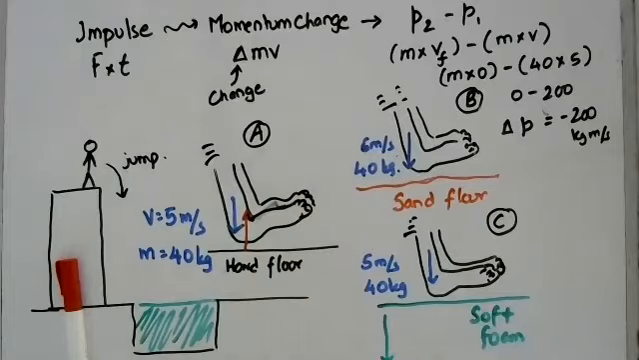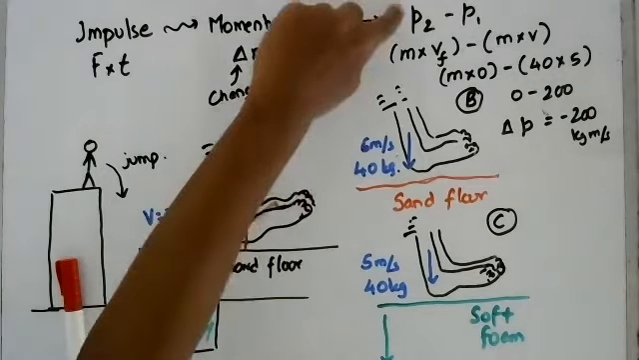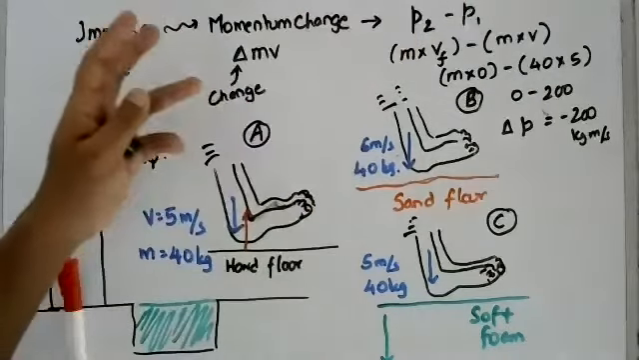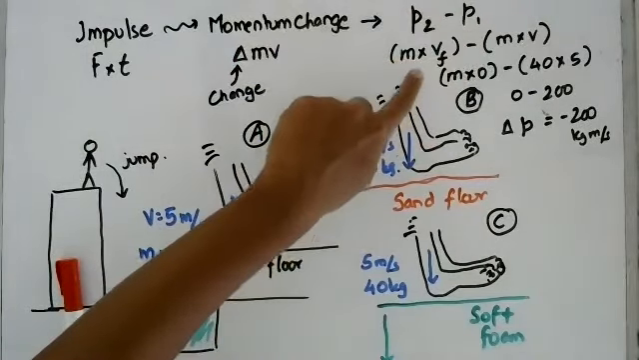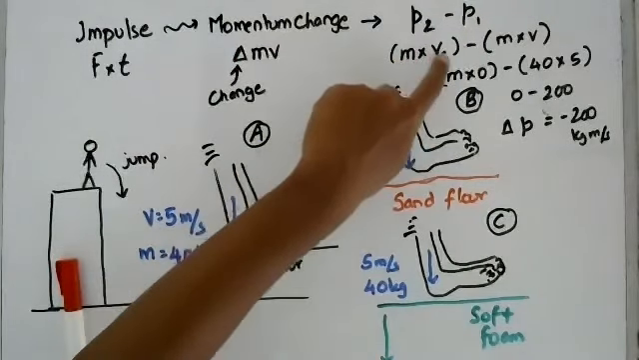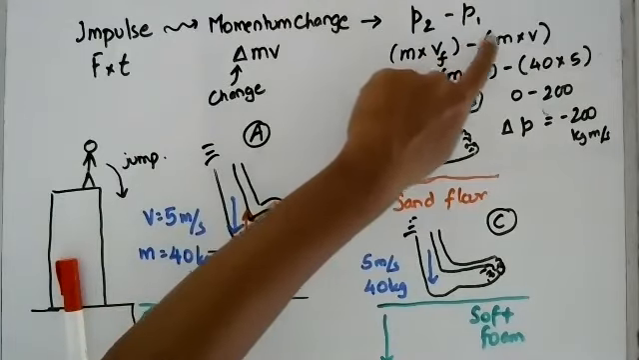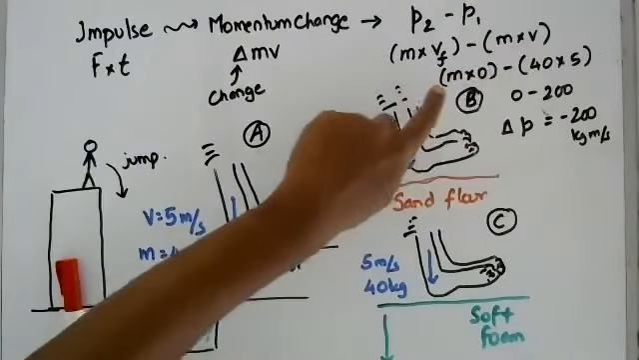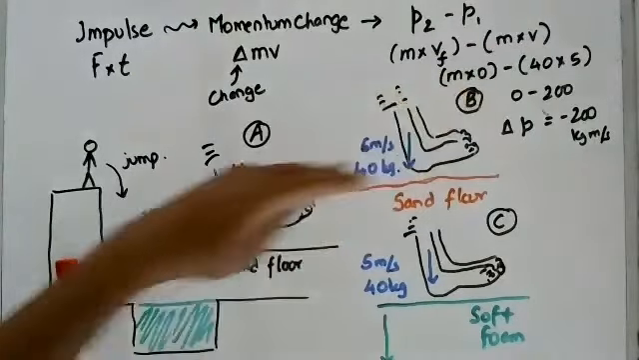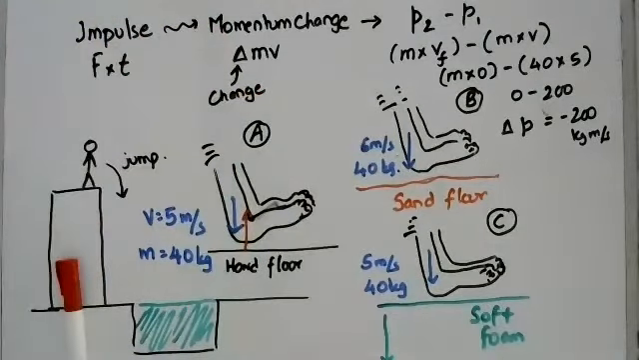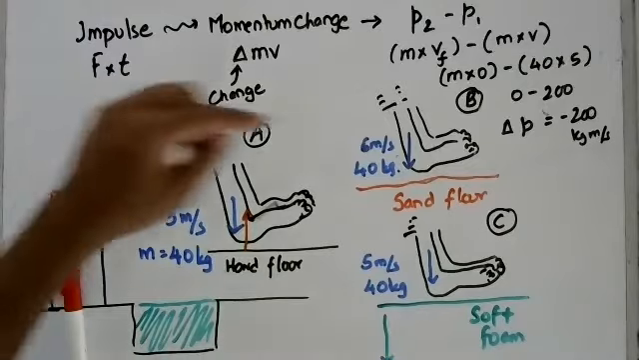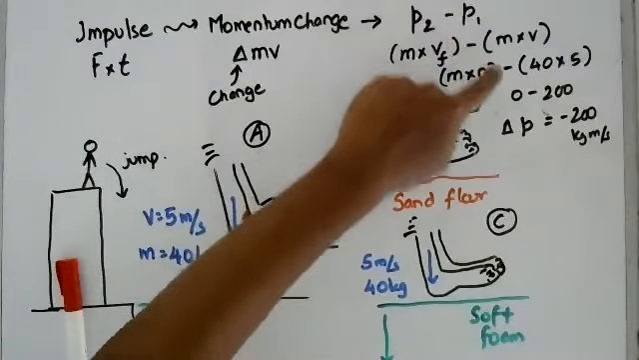So when you land on anything, whatever it may be, the momentum change will be final momentum minus initial momentum. By definition, momentum change has to be final minus initial. Final momentum is m times Vf, and initial momentum is m times V. Final velocity in all three cases is going to be 0. Your body is going to come to rest, so the velocity turns to 0.